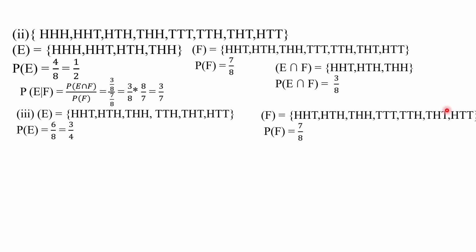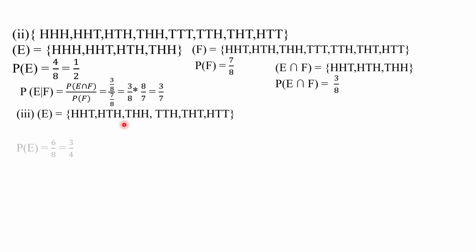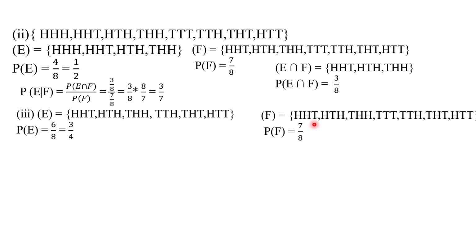So one head, one head, one head. At least one tail, sorry. The question is saying at least one tail. So at least one tail means it's compulsory that it should have one tail, but it can have more than one tail too. So one tail, one tail, one tail, double tail, double tail, double tail, triple tail.